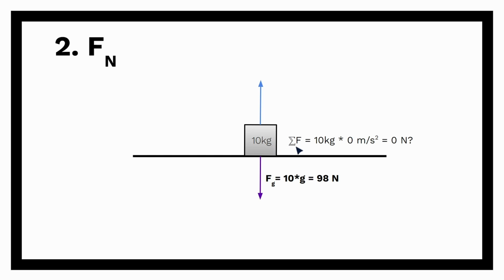But what's happening, right? Now it's on some surface. This could be the ground or a table. But now, if it's on the ground, it's not moving. It's not accelerating. So the net force is 0. How is there a net force of 0 if it's being pulled down by gravity with 98 newtons? Well, this ground is actually pushing back up at the object with a certain amount of force, and it's called the normal force.